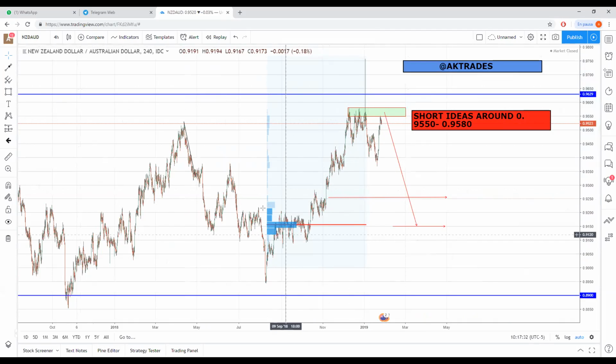this volume distribution. Our first target would be the beginning of this volume node, which is around 92.55, and the second target would be the point of control of this distribution, which is around 91.40, 91.50, more or less. That would be all for the New Zealand dollar, sterling dollar, and for this video.